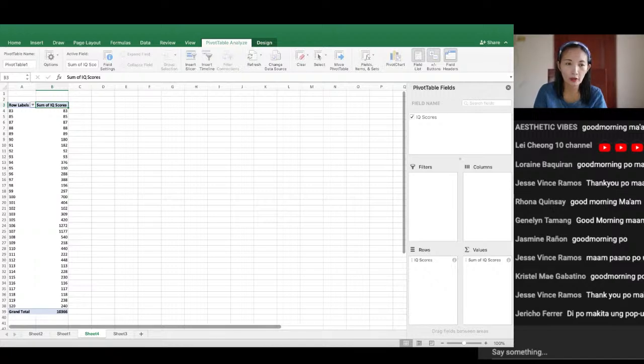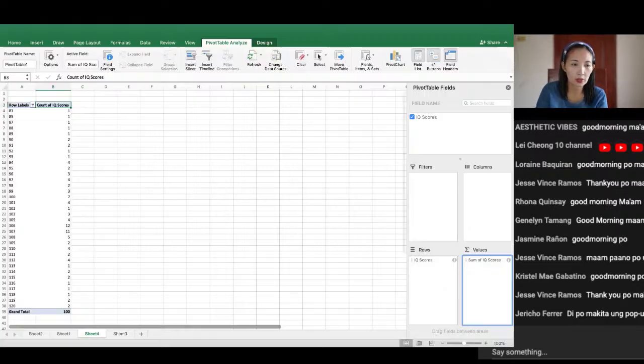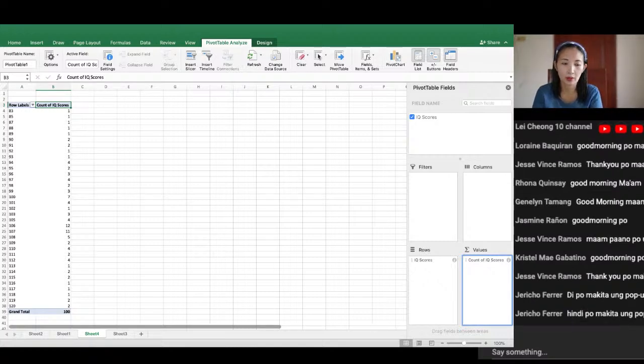So instead of sum, we will click on count. And then OK. It will automatically change the values along the second column into the count of IQ scores or frequencies. But take note that these are individual listings of scores, and we want a grouped frequency distribution table.